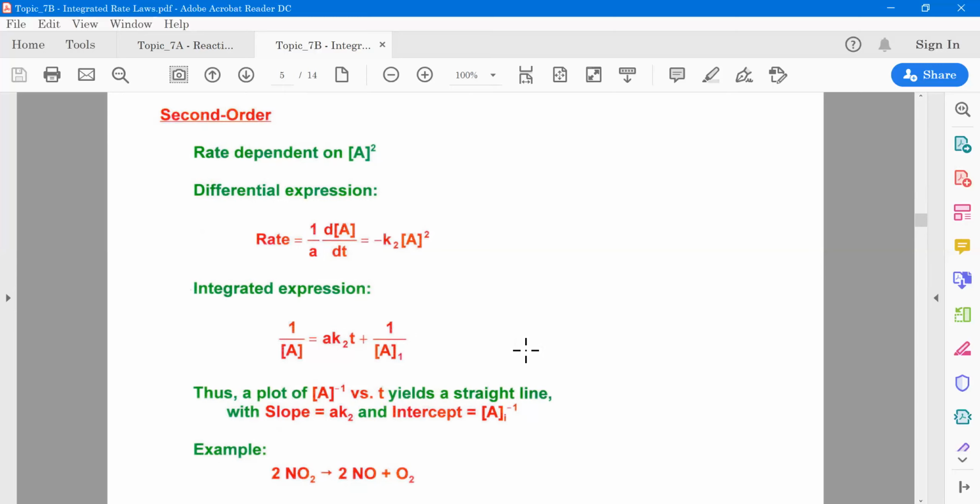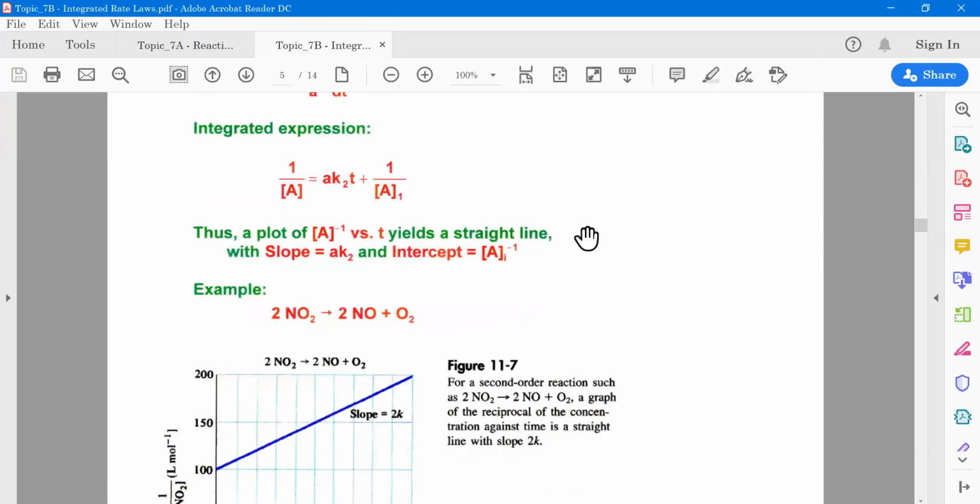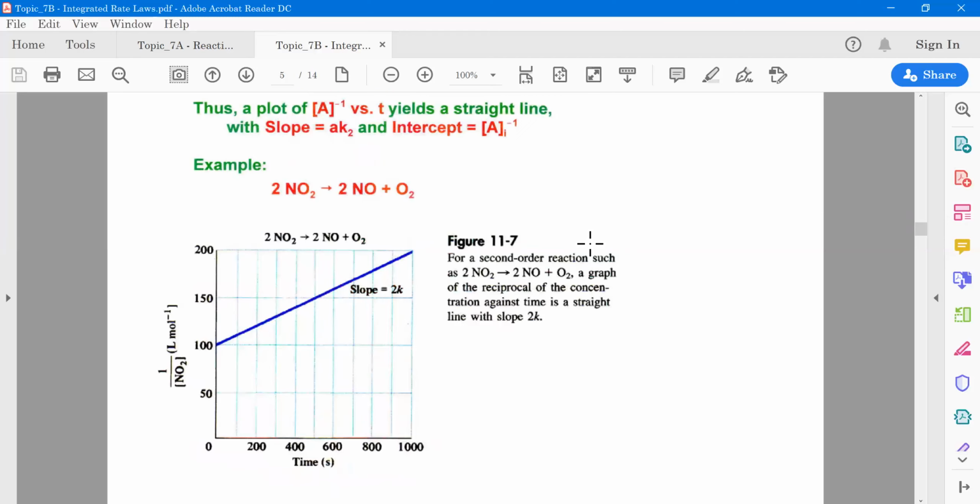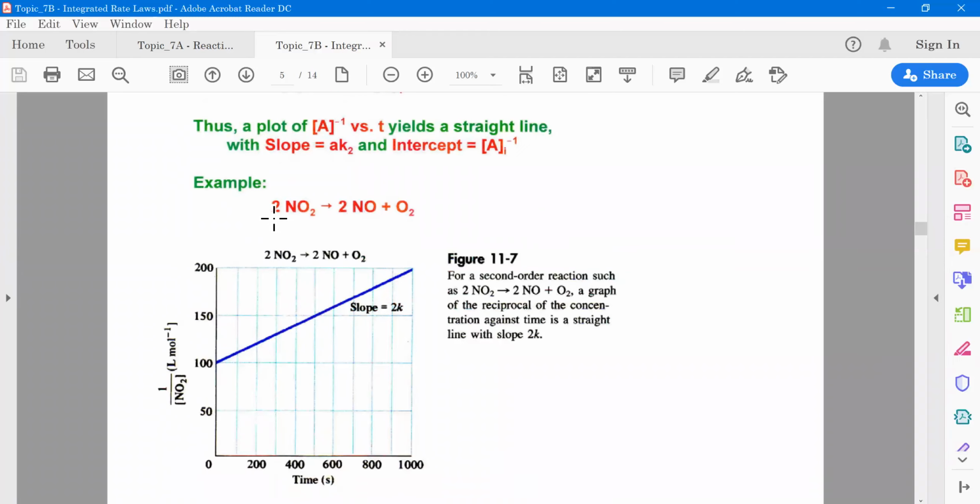So again, looking for an equation that we can plot to demonstrate conformity to second order kinetics, we could plot 1 over A, which is A to the minus 1, versus t. And if the reaction conforms to second order kinetics, we should see a straight line with a slope of a k2 and an intercept of 1 over the initial concentration. An example of that is shown here. Put this back up. The reaction is 2 NO2 decomposing to give 2 NO and an O2.